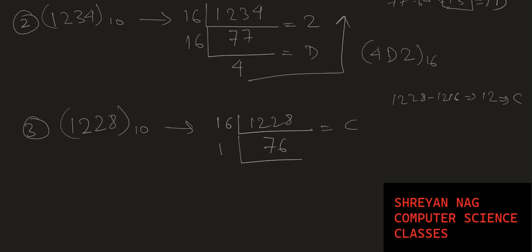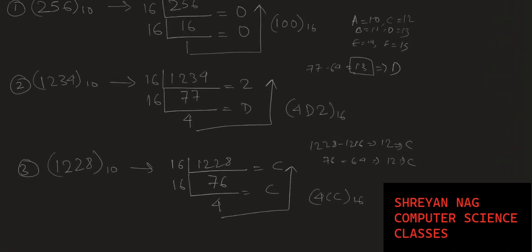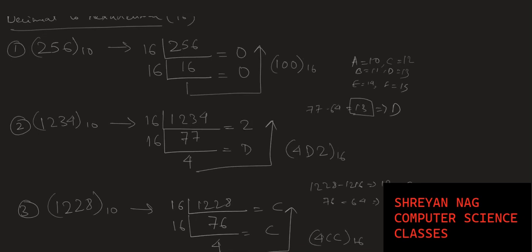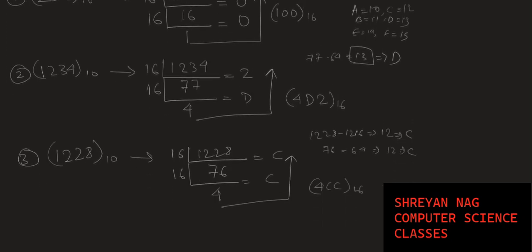Then 16 4s are 64, 16 5s are 80. So 16 4s are 64. So again 76 minus 64 is 12. So it is again C. So from the very bottom to top, it is 4CC base 16. Alright. So that is decimal to hexadecimal, the normal way.